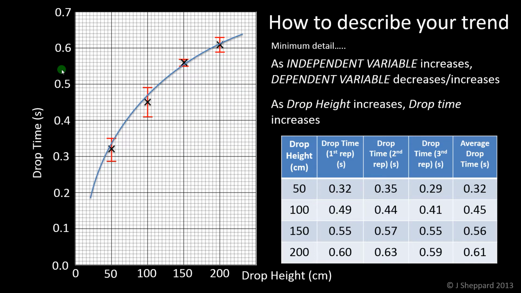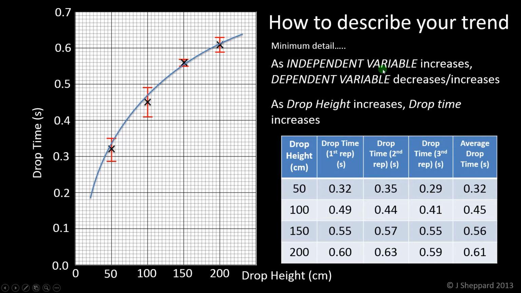First of all, describing your trend. As a minimum, your description of your trend should link the independent variable in your experiment with the dependent variable. In this case we've got our familiar example we've used before, which is a variation of drop time with drop height, dropping a ball bearing from different heights and seeing how it affects the drop time. So in this case, as drop height increases, drop time increases as well. This is the minimum level of detail in the description you would expect.